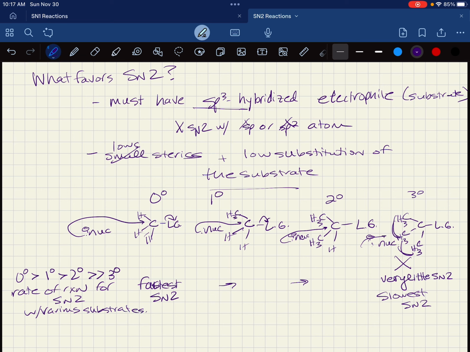Sometimes you might be asked which of these would react fastest with SN2. The first thing you would want to do is rule out any sp or sp2 hybridized atoms, because those can't do SN2. Then categorize the remaining sp3 hybridized substrates as methyl, primary, secondary, or tertiary, and think about sterics. Whichever one is the least sterically hindered, which is usually going to be a methyl or a primary, is going to be the fastest. So methyl and primary really, really favor SN2.